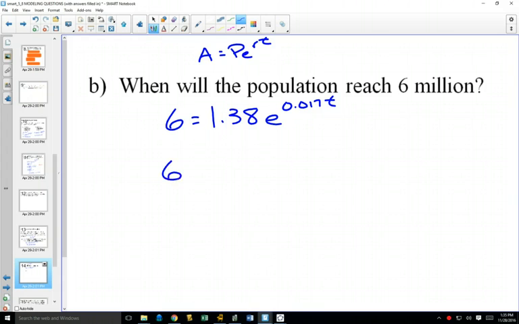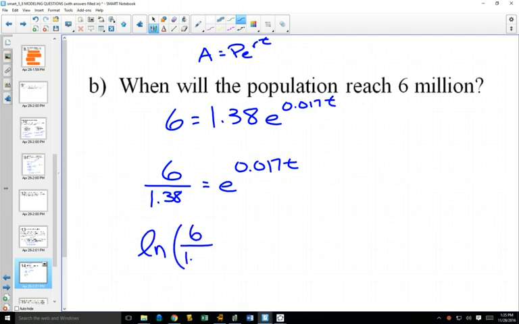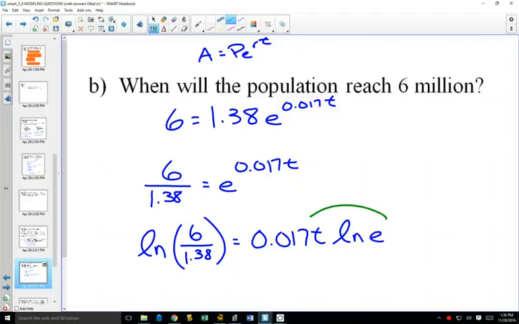So again, I'm going to divide both sides by the 1.38 first, just to get my power all by itself. How do I solve for something in an exponent? I'll log both sides. And since the base is e, I'm going to take the natural log of both sides. Does it make sense that that exponent would come out in front? And natural log of e is equal to 1.